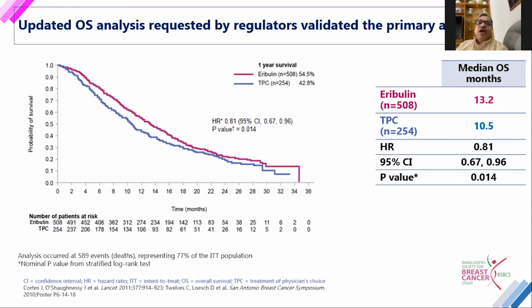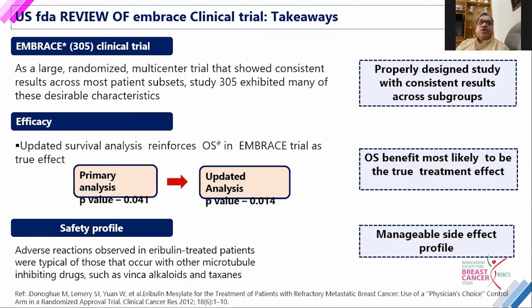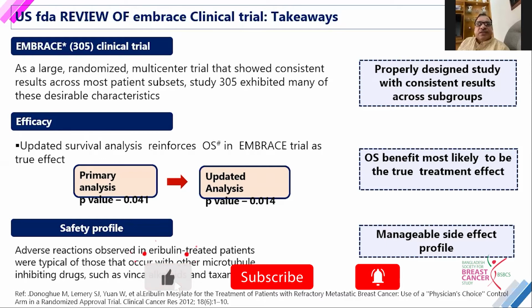Next slide, please. It was also validated by the regulatory authority. It shows more or less the same result, that the Eribulin group is better than treatment of patient choice. So on the basis of the EMBRACE trial results, this drug was approved by the US FDA. It is a large randomized multicenter trial that showed consistent results across most patient subsets. Study design 305 exhibited many desirable characteristics. Efficacy, that is primary analysis and updated analysis, shows better efficacy.